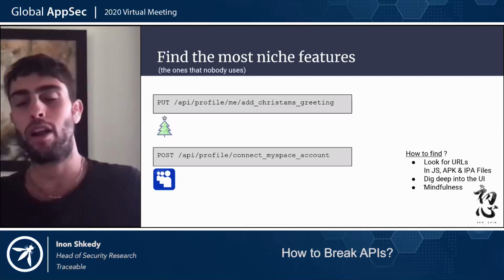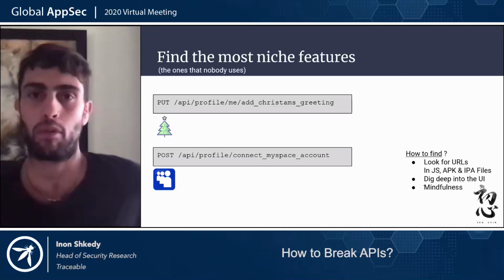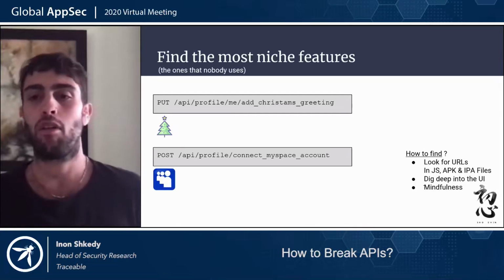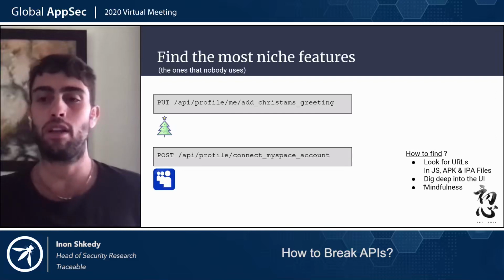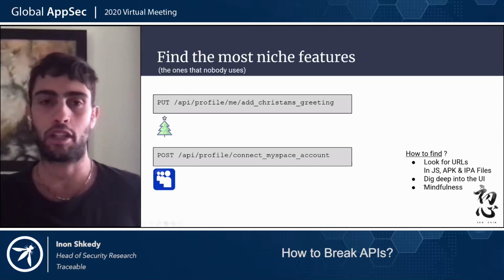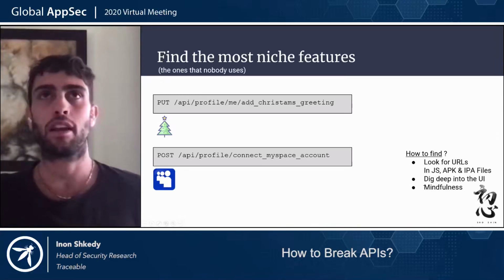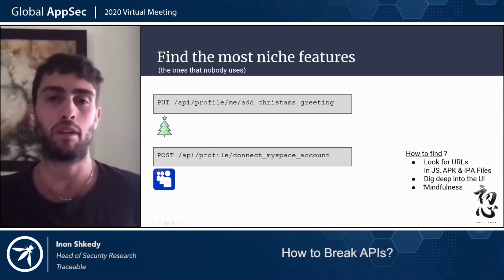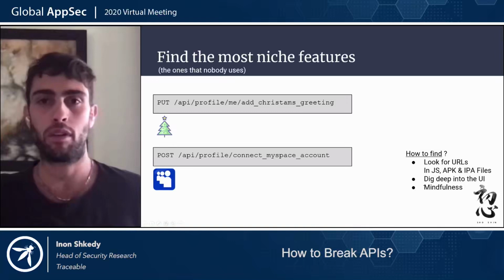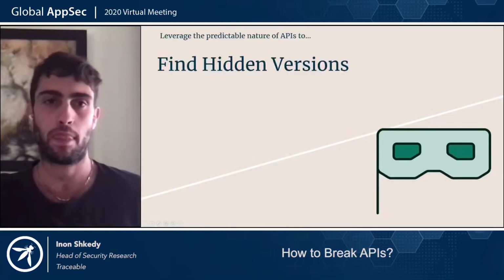The way to find these hidden endpoints, or niche endpoints, is to look for URLs in JavaScript, APK, and IPA files. And also, it's very important to dig deep into the UI in order to find all of these features. Because every time you find a new feature, like a new button that takes time to find, behind the scenes there is an interesting API call. It is triggered to a niche API endpoint.